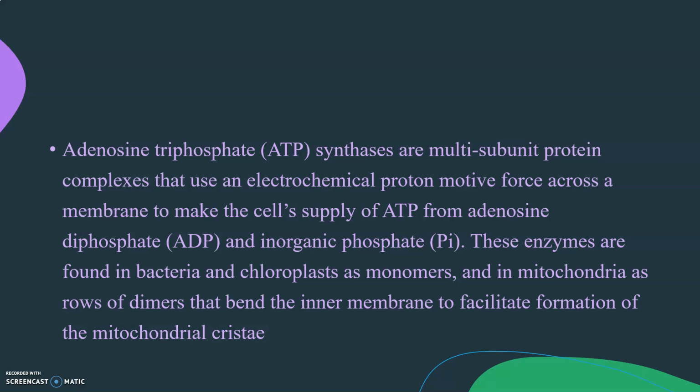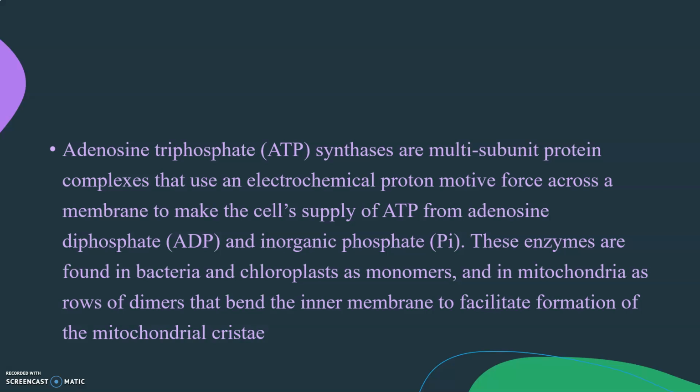For ATP synthesis, they require an enzyme system which is called ATP synthase. It is a multi-subunit protein complex that uses an electrochemical proton motive force across the membrane to supply the cell with what? ATP from adenosine diphosphate, that is from ADP and inorganic phosphate, Pi.